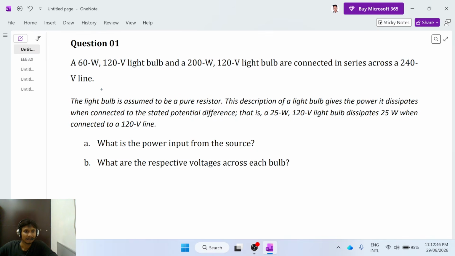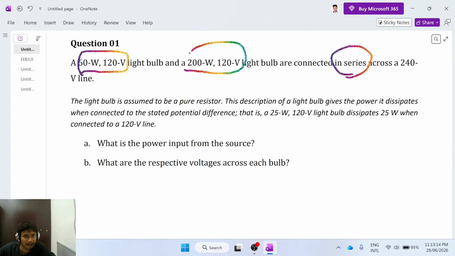Okay. Now let's read the question. Question one: a 60 watt, 120 volt light bulb and a 200 watt, 120 volt light bulb are connected in series. These are important: 60 watt, 120 volt light bulb, and 200 watt, 120 volt light bulb.